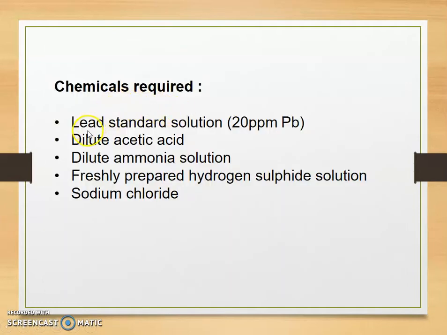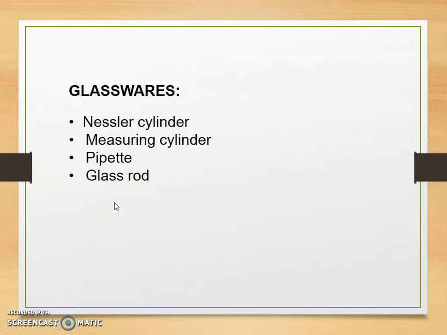Chemicals required: lead standard solution 20 ppm Pb, dilute acetic acid, dilute ammonia solution, freshly prepared hydrogen sulfide solution and sodium chloride. And the glassware: Nessler cylinder, measuring cylinder, pipette and glass rod. Now for the actual practical, we move towards the laboratory.